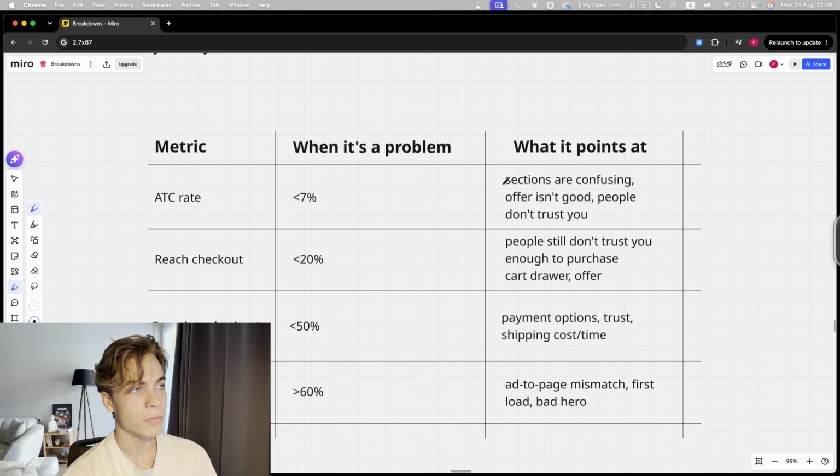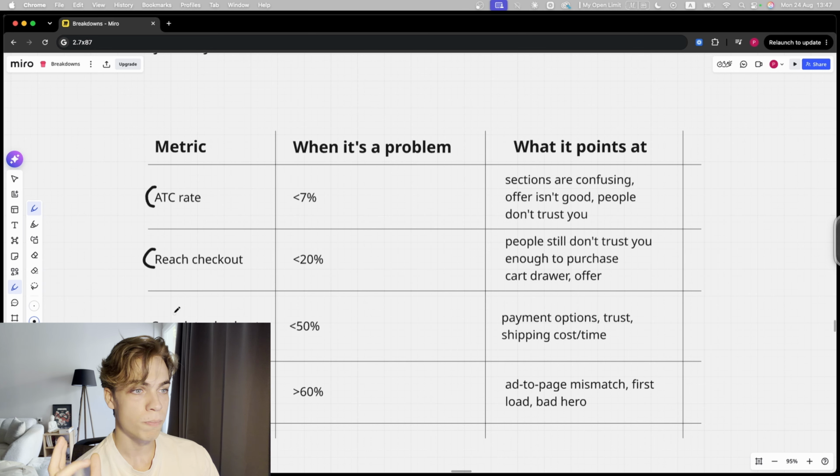And at that point, it means that some sections are confusing, your offer might not be good enough, people don't trust you, or some other things. The other metric is reach checkout. So people are adding to cart, but how many people reach checkout? If it's less than 20% of the people that added to cart, then again, people still don't trust you enough to purchase. Maybe it's the cart drawer that is bad, maybe it's the offer that is bad again, etc.